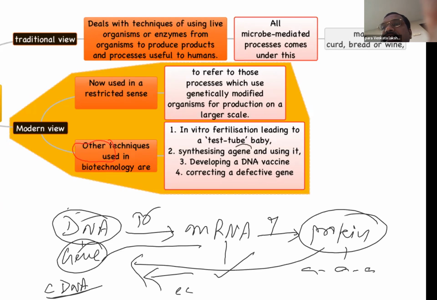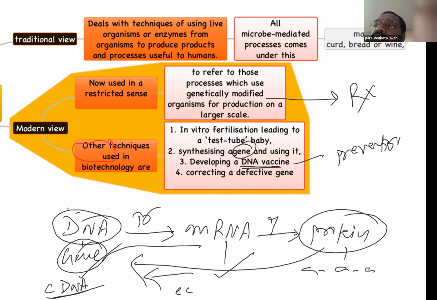And you can synthesize a gene like this, and you can use this. And here, DNA vaccine can be produced by using this particular method, by using the DNA technology. So vaccine is helpful in the prevention of the disease. And this is helpful in the treatment of the disease.